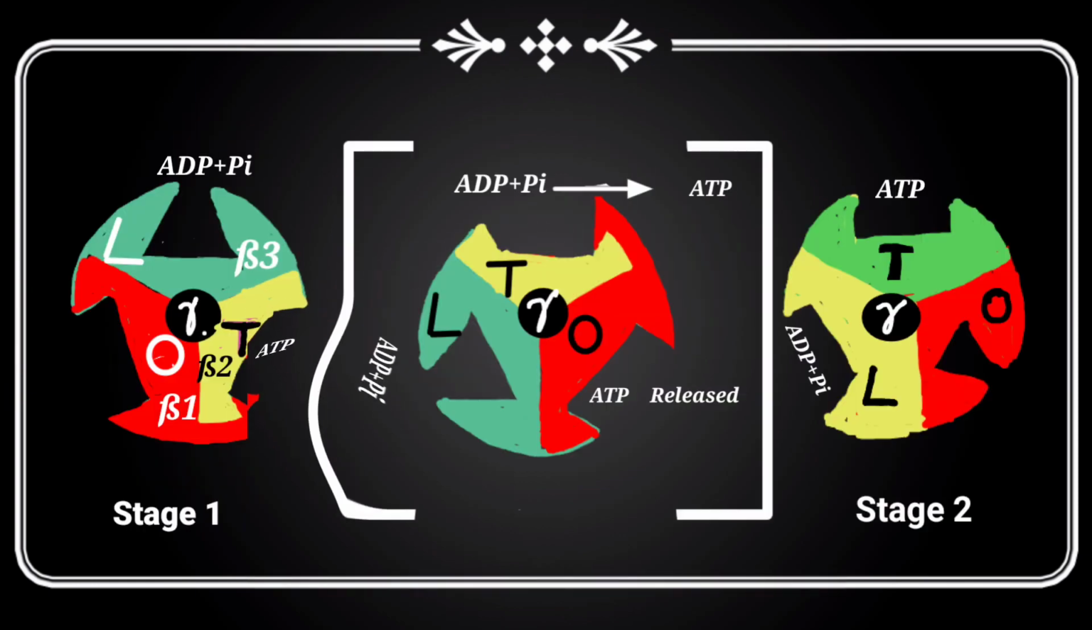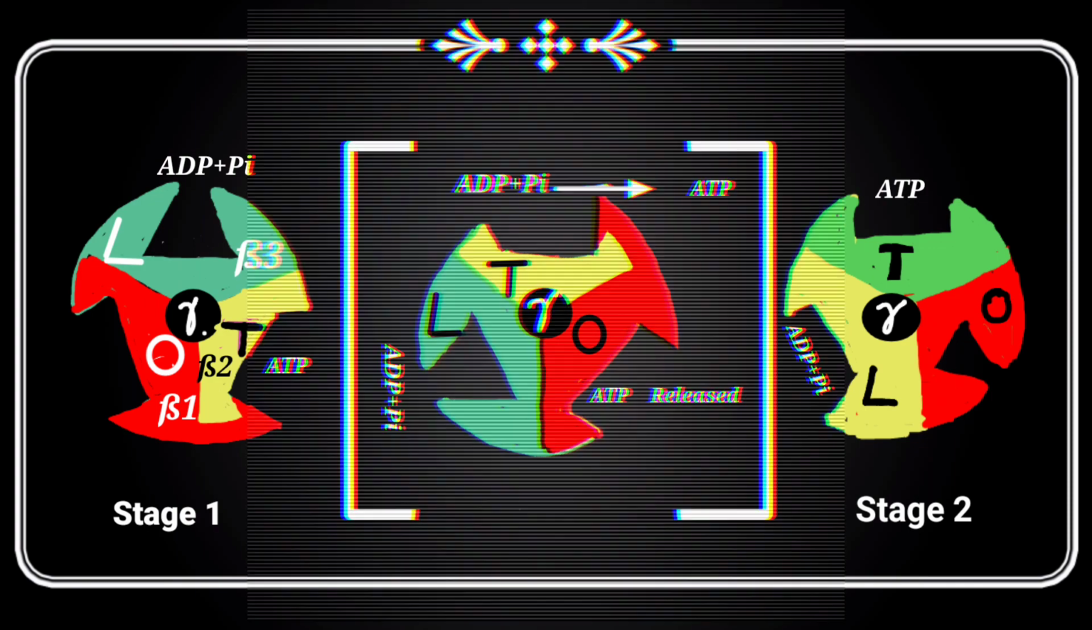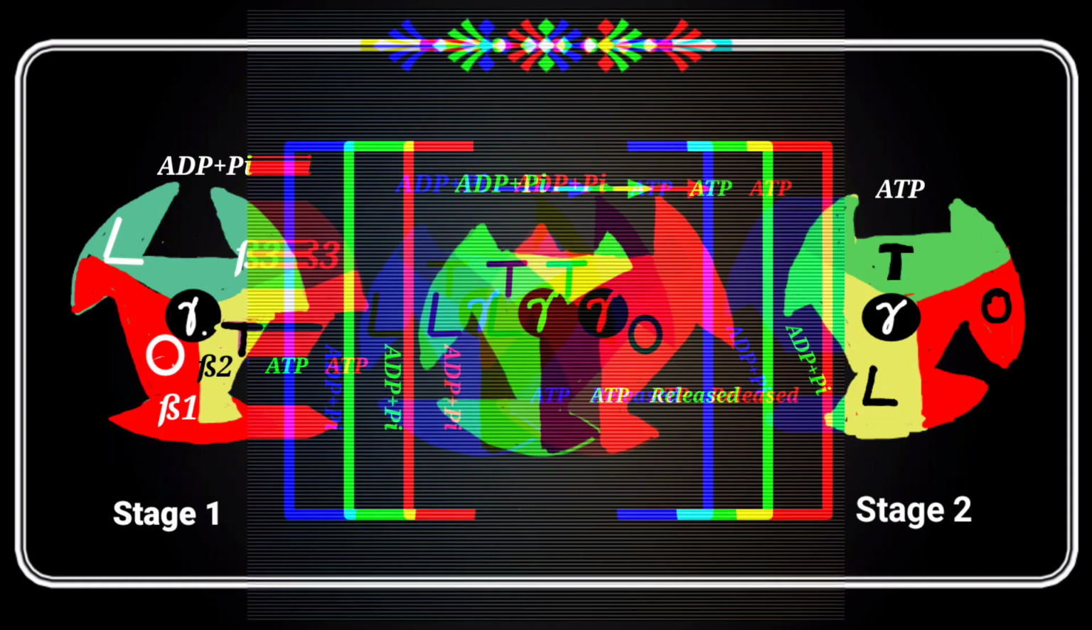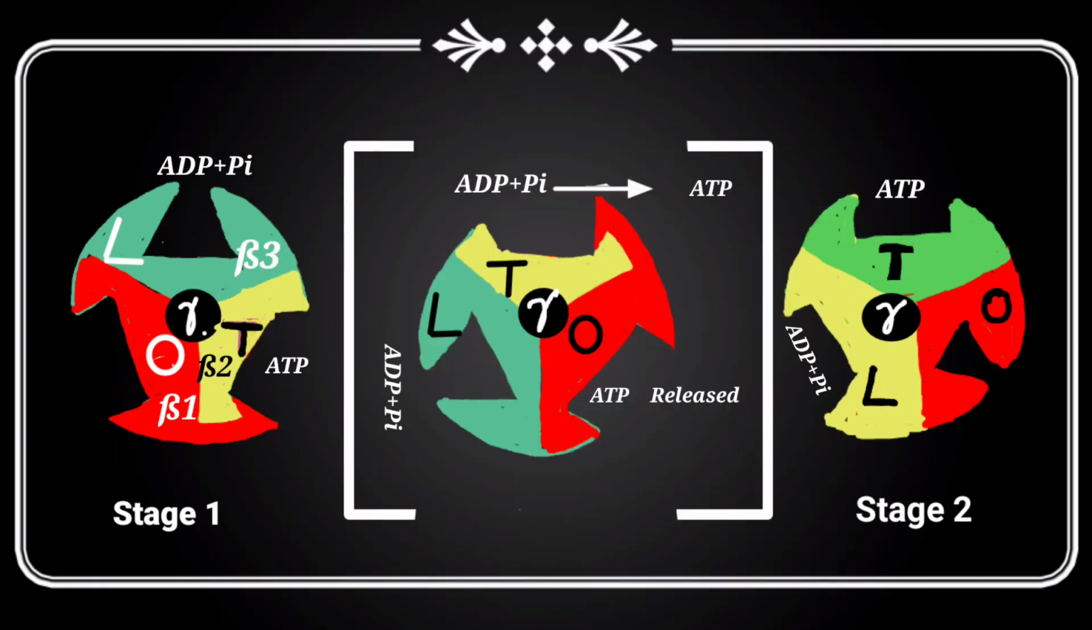The ATP synthase contains three binding sites which interconvert between three conformational states as the gamma molecule rotates. The diagram shows one stage of the active cycle. The three alpha beta dimers have three different states. In the first stage, the open state O is empty. The loose state L contains ADP plus inorganic phosphate, and the tight state T contains ATP.